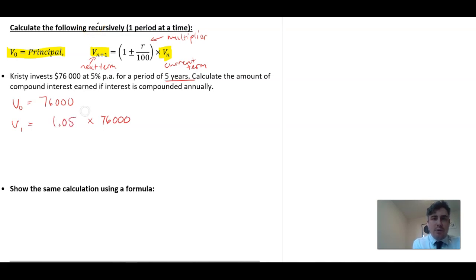And it's important that we can express these as decimals because it saves us a lot of time. So if I type that into the calculator, it will work out V1. And whatever I get for V1, I'm going to carry that down and do the same thing to get V2. Okay, so let's just use the calculator now to work out what V1 is.